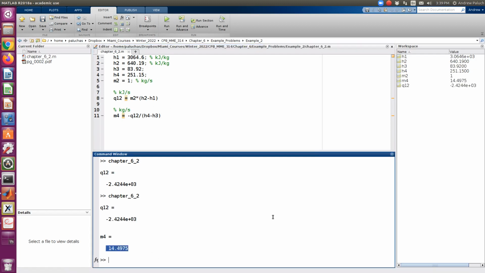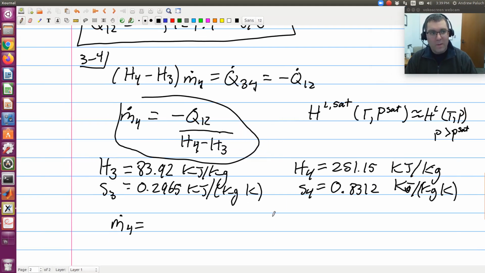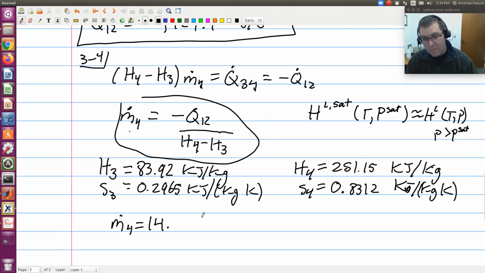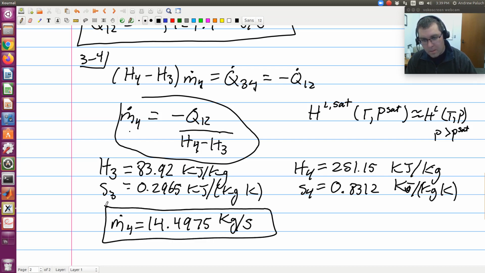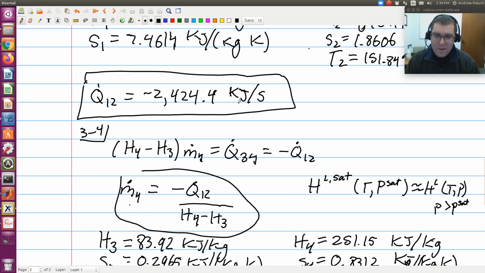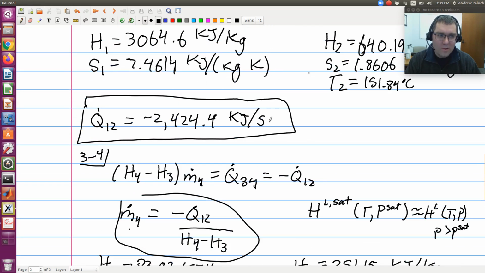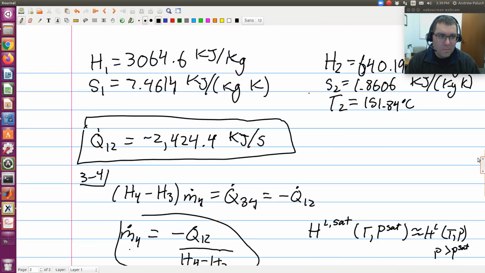So my mass flow rate is 14.4975. The required mass flow rate of my cooling water is 14.4975, and that's kilograms per second. All right, so I've got my heat and I have my mass flow rate. Again, joules per second should have units of watts, so you should be able to change that to kilowatts. But all's good.